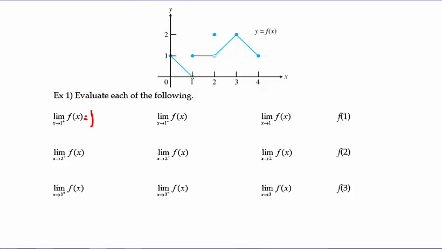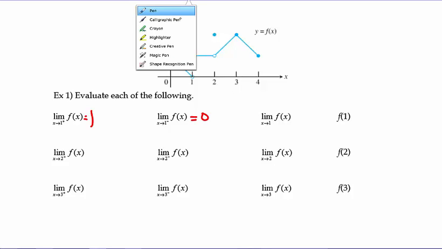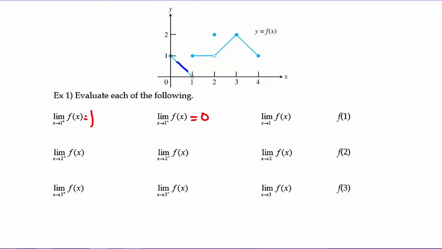If I approach 1 from the left, here's 1. Here's the graph to the left of 1. As x approaches 1 from the left, y is approaching 0. The limit as x approaches 1 with no plus or minus means I have to look from the left and from the right. So I'm going to use the little magic pen here. As I go from the left, I end up here. As I come from the right, I end up here. If these values are not the same, then your two-sided limit cannot exist. This limit does not exist.